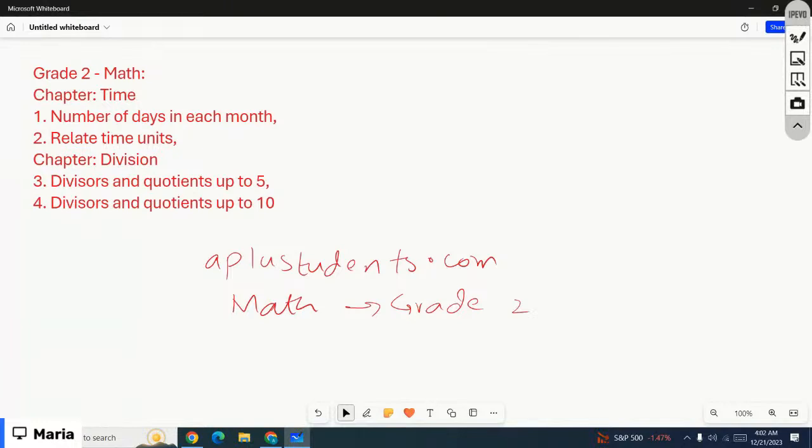There you can find a list of the chapters. We're going to start with the chapter time, and the lessons we're going to cover are names of days in each month, then relate time units. Then we'll start with the chapter division and the lessons on divisors and quotients up to 5 and divisors and quotients up to 10. So please make sure you have your notebook and pencil so that you can note down the important examples and definitions as well. Let's just start with the chapter time.